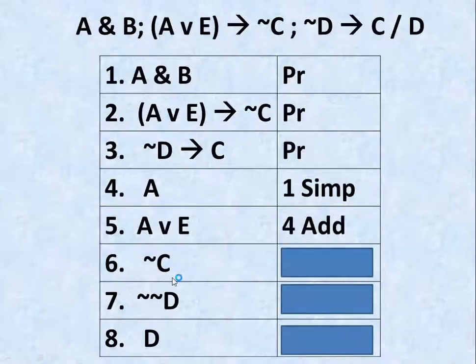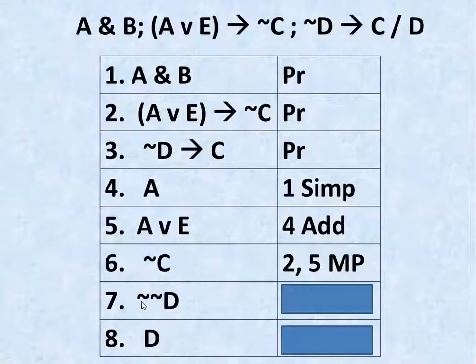All right, where does this not C come from? Well, if you look above to step 2, I have A or E implies not C. Well, A or E has been proven now, so therefore not C. Okay, modus ponens. I have a not C. Somehow I'm supposed to get a not D. Look at step 3. If this, then that, not that, therefore not this, and the not this time is a not of a negation, not D. So the 7 is not double negation.